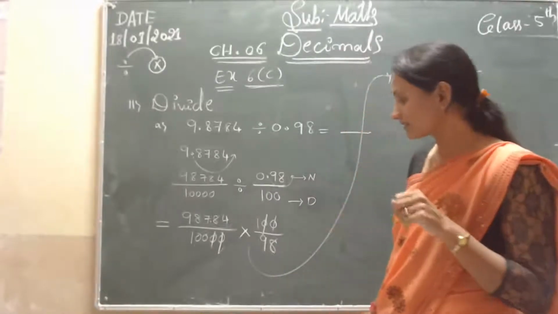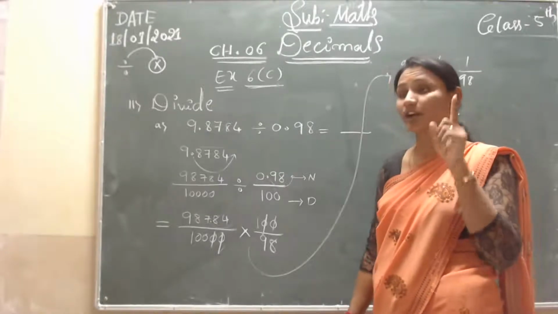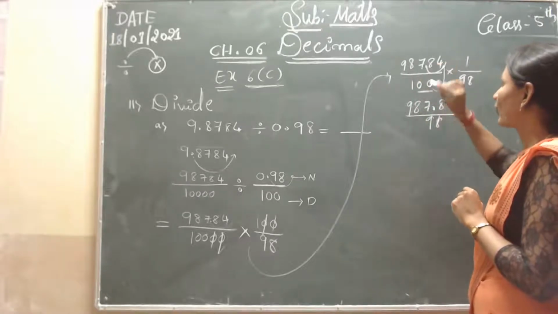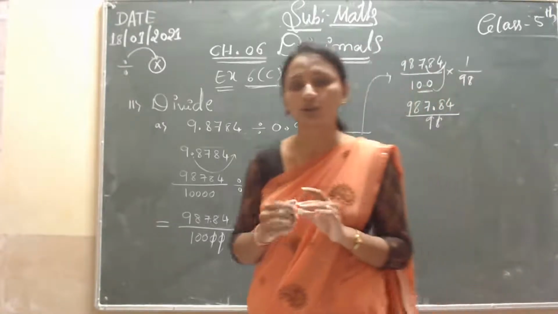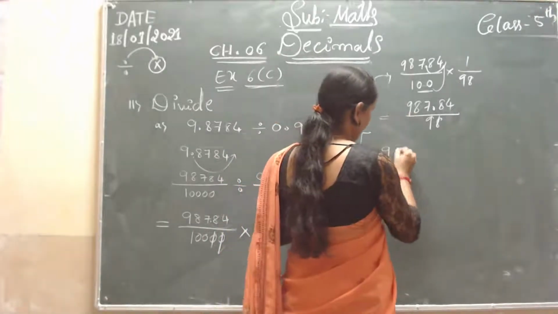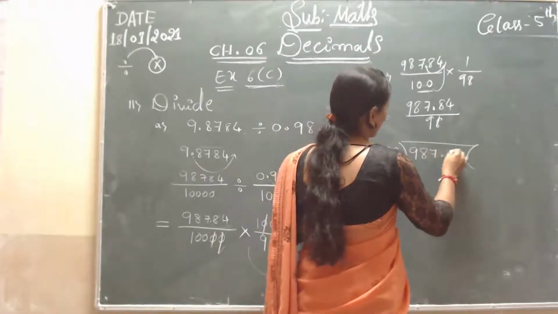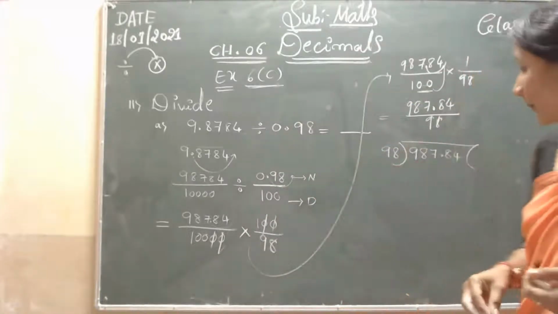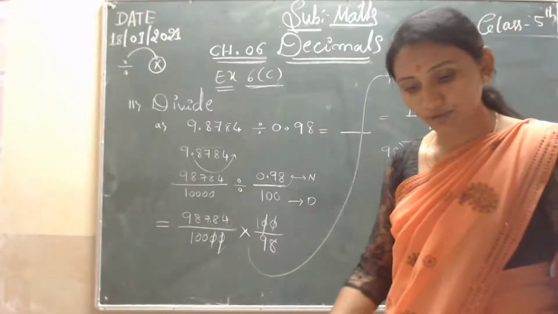So what is the answer? 987.84. Students, can you observe here 987 point? So I will shift the point here. This 20, don't write it. That is a rule. Okay. So next, what is left here? You have to do the division now. So 98 is the divisor, and the dividend is 987.84. Yes, students, that is the result, 987.84.